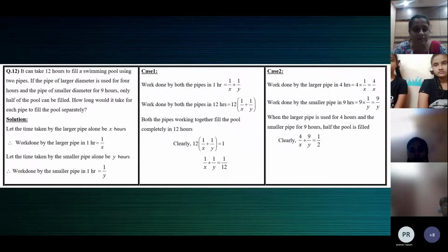So if the larger pipe takes X hours to fill the tank, then that means in 1 hour, it's able to fill 1/X of the tank.